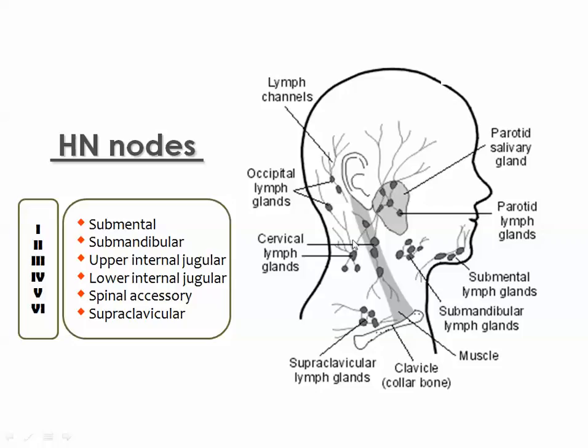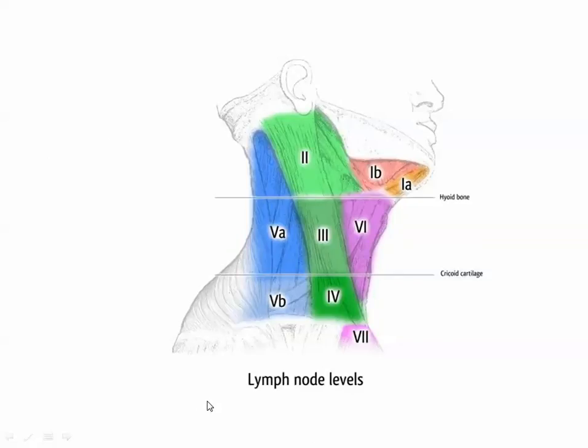These are known as spinal accessory lymph nodes, and also in the supraclavicular area. And this is the distribution of cervical lymph nodes according to the groups. Group 1A are the submental group, group 1B are the submandibular group, and groups 2, 3, and 4 are the deep cervical lymph nodes.